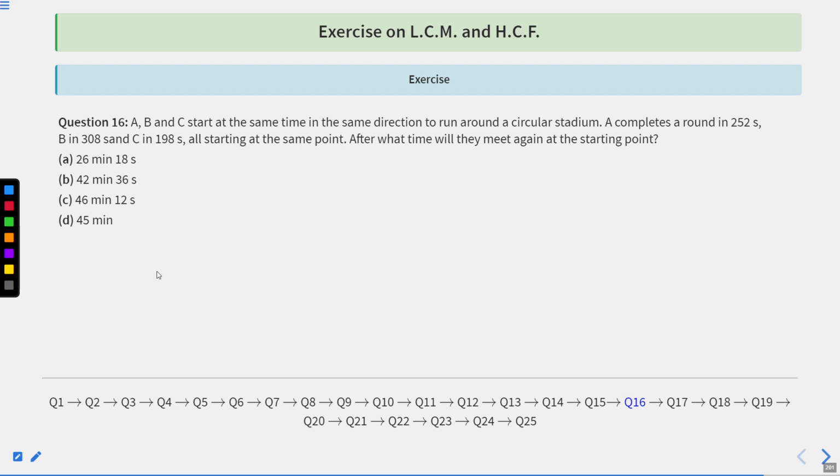Question number 16. If A, B and C start at the same time in the same direction to run around a circular stadium, A completes a round in 252 seconds, B completes the round in 308 seconds, and C completes the round in 198 seconds. All starting at the same point, after what time will they meet again at the starting point?